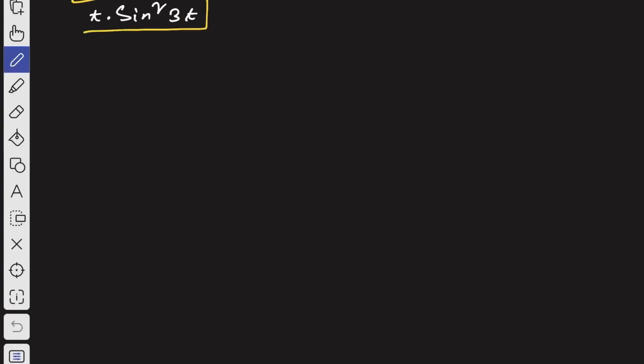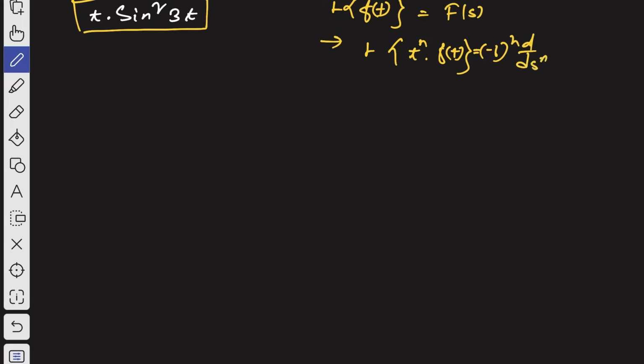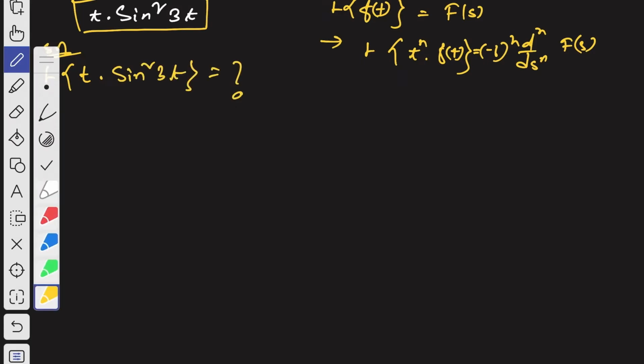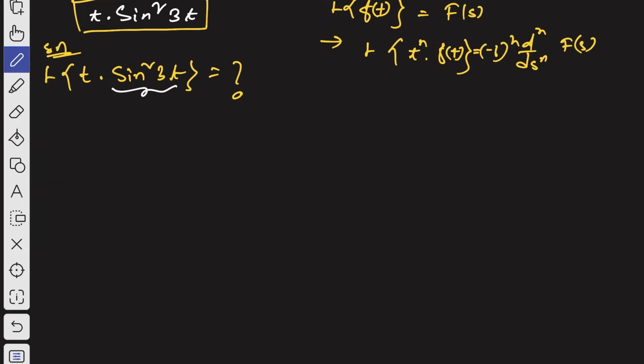Now we are to find the Laplace transformation of t into sine square 3t. So again we are going to apply the same formula. If the Laplace transformation of f of t is capital F of s, then the Laplace transformation of t to the power n dot f of t is given by minus 1 to the power n, nth order derivative with respect to s of F of s. That's what we're going to apply here. So here the Laplace transformation of t dot sine square 3t, that's what we need to find. So our f of t should be considered as sine square 3t.